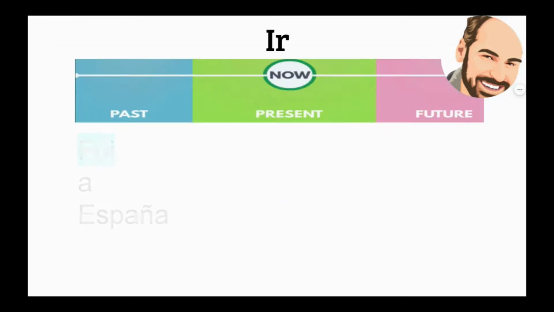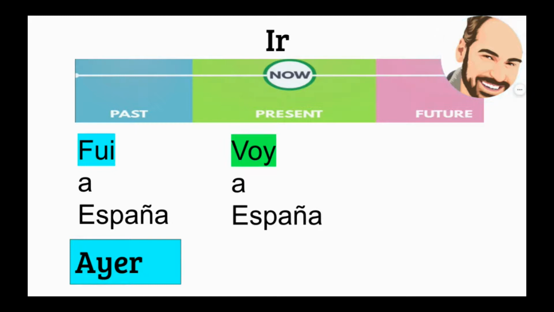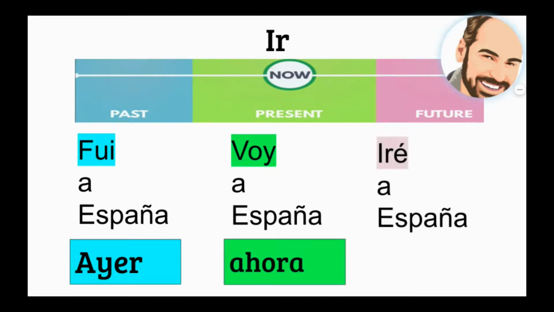Let's have some examples. Fui a España. When? Ayer. Voy a España. When? Ahora. Iré a España. When? Mañana. And that is the third irregular verb. Ir, to go.